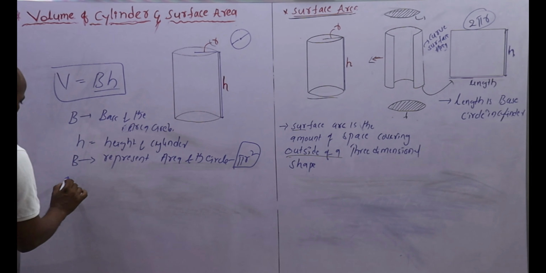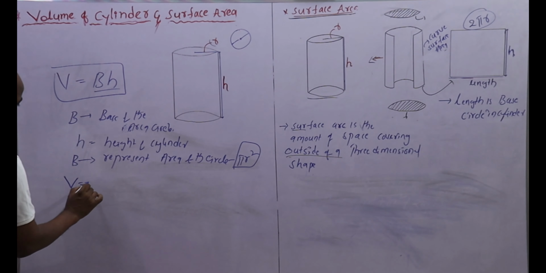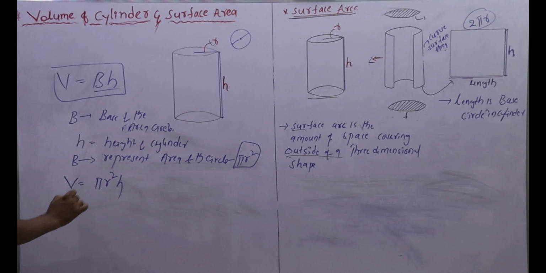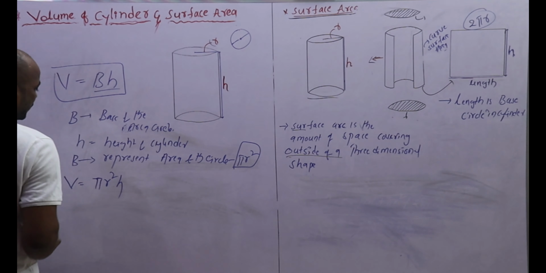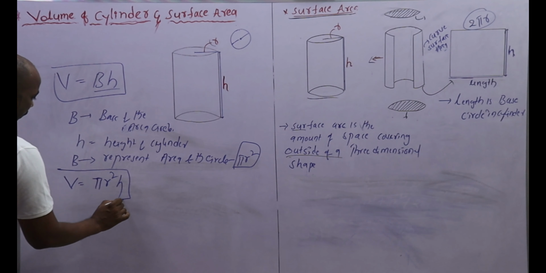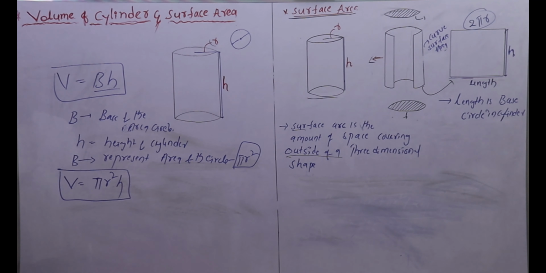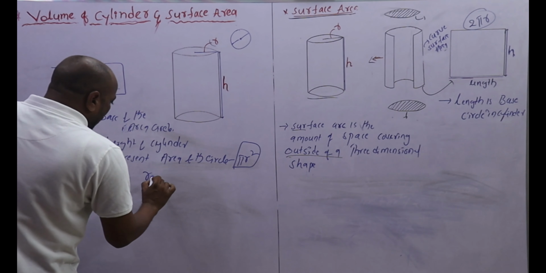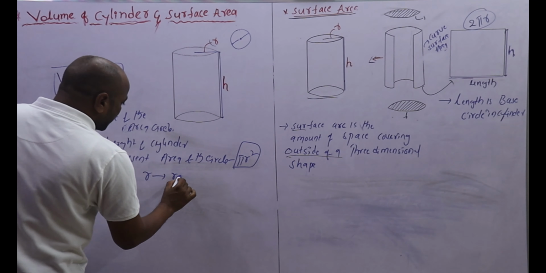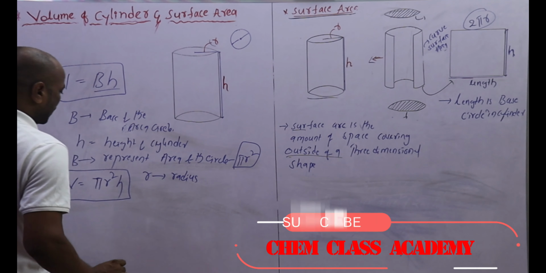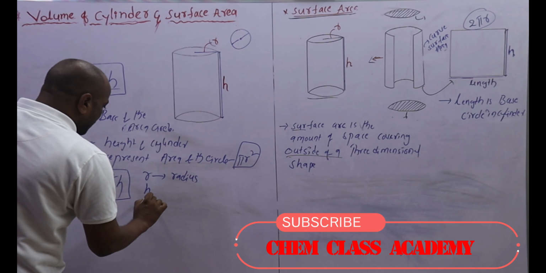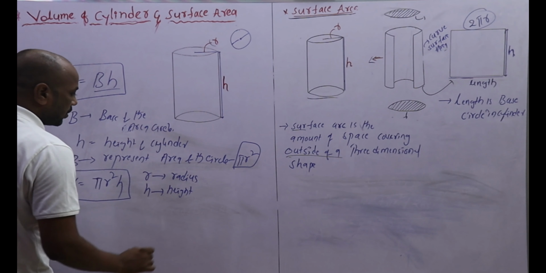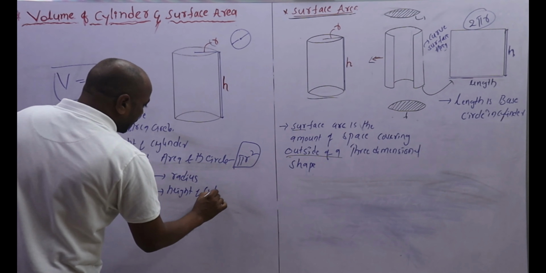So we write V is equal to pi r square times h. It is the formula of volume of a cylinder. So r represents the radius and h the height of the cylinder.